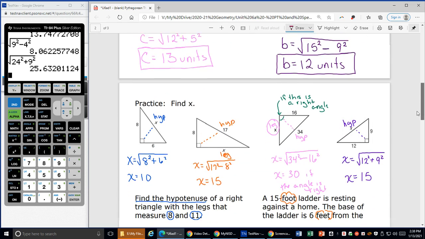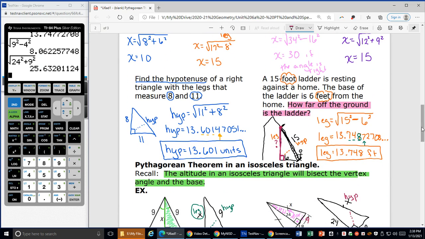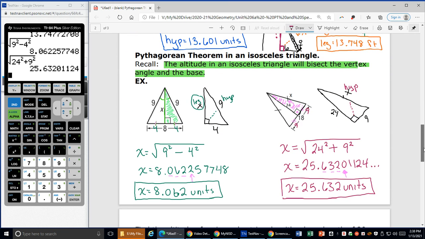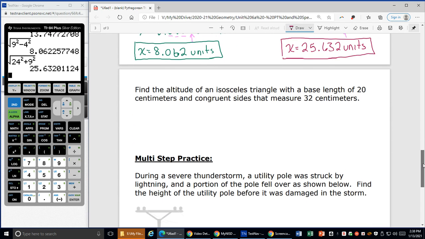Okay, we practiced using those two new formulas, and then we also did it with word problems, and we looked at what happens when you have an isosceles triangle with the altitude drawn in. Okay, so now that we've done that, let's do these last two problems in our notes.